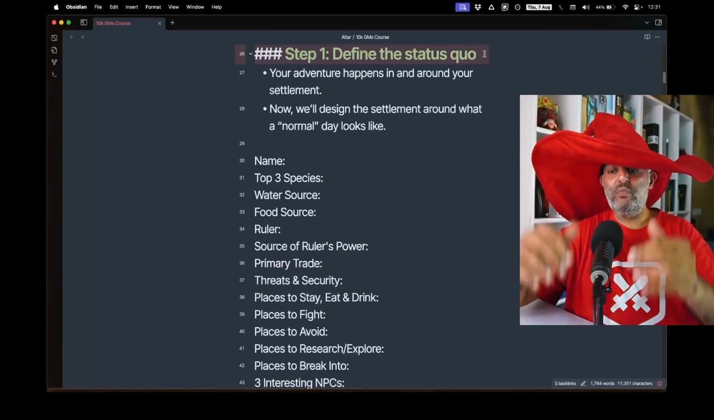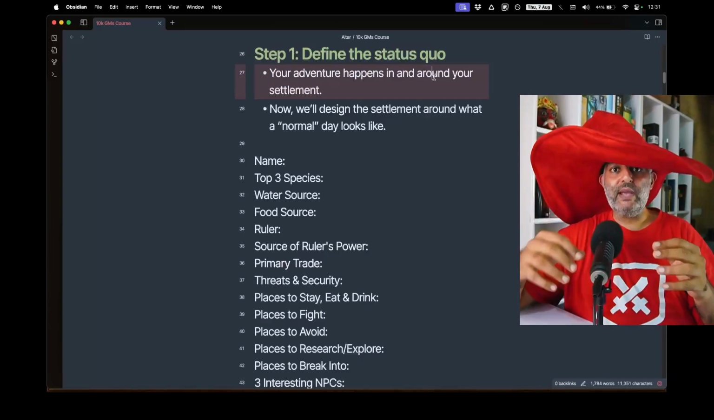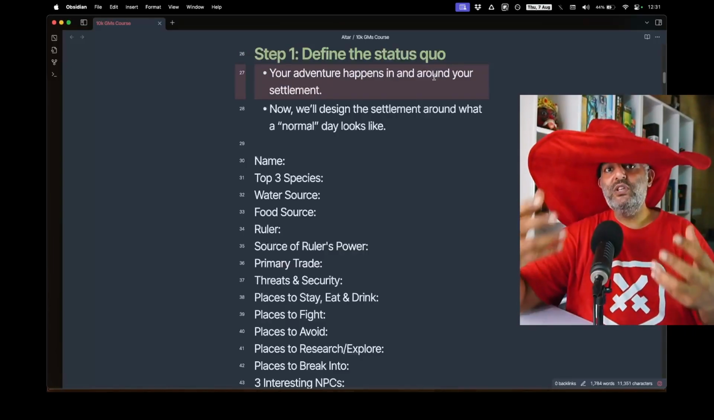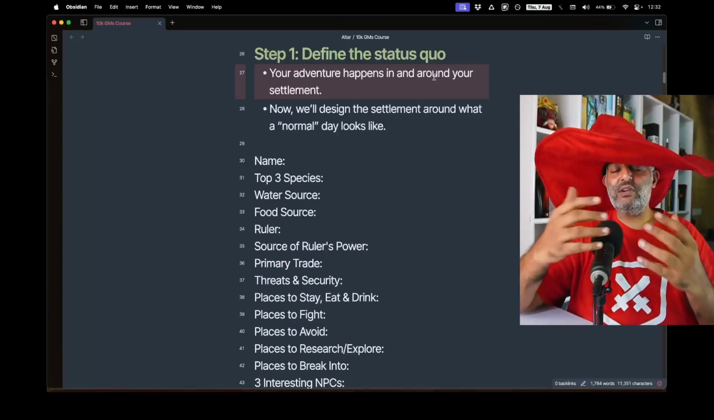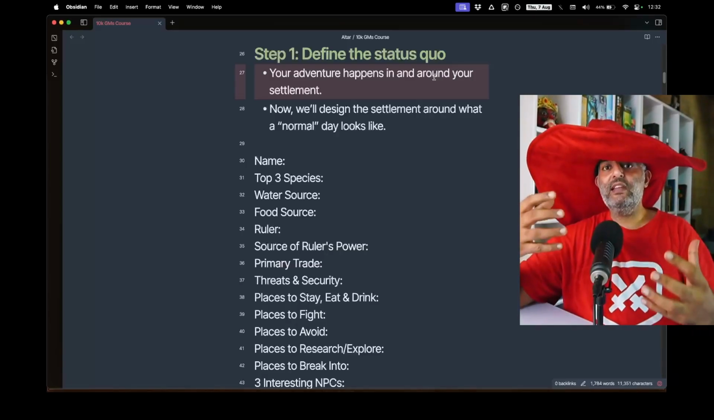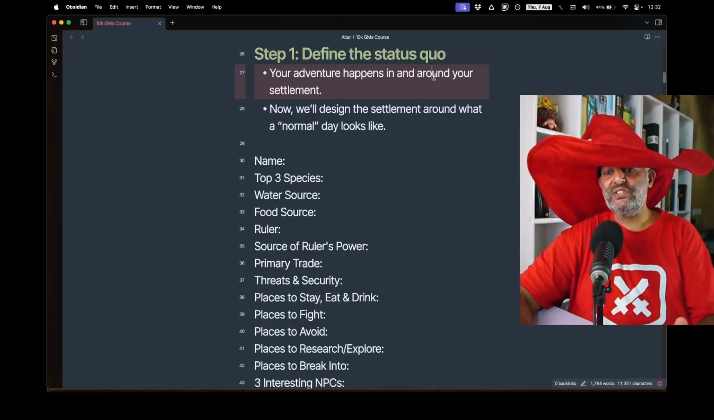And what we're going to be doing is starting with a settlement, okay? Because that's where our adventure is going to be happening. It's either going to be happening in or around this settlement. And you want to use this for your first adventure because trust me, it's much easier. You can go even smaller and just design a dungeon, but I'm thinking about say a town or a village or, I don't know, like a tent city or something, right?